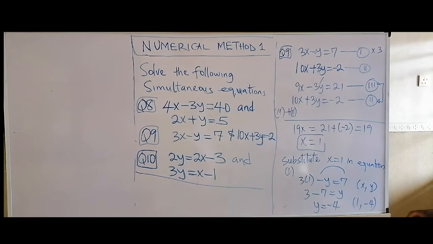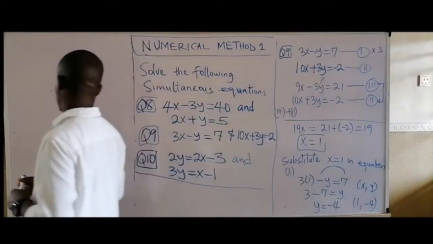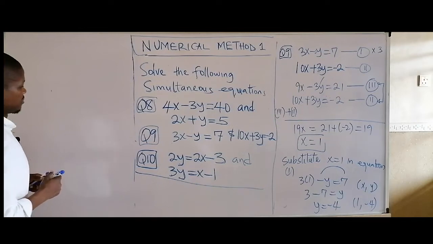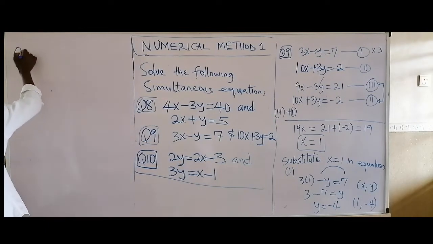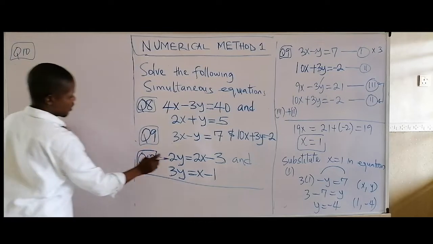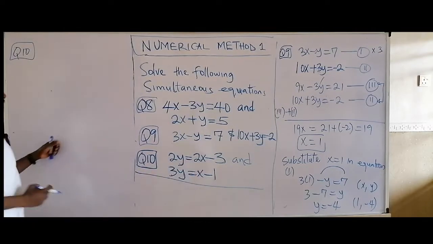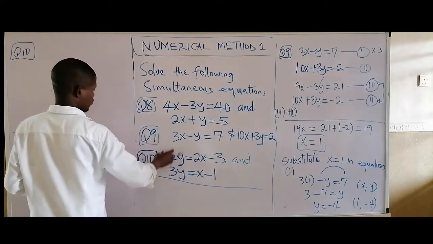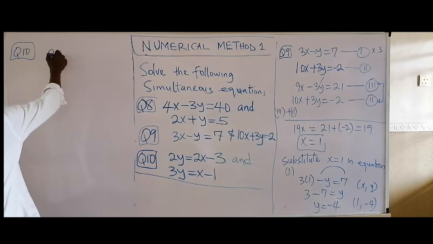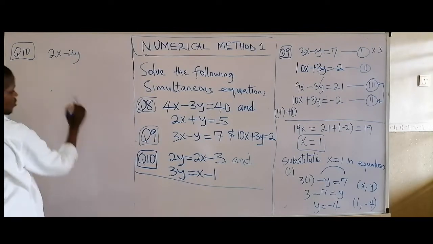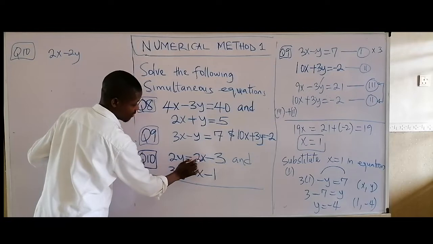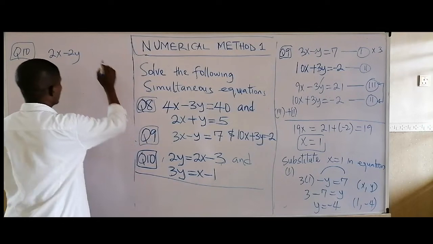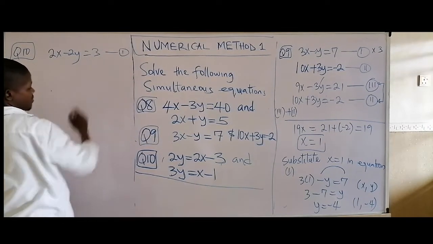Very fast. Then question 10, which is the last question. We can solve it in many forms, but let's look at it this way. This is 2y equal to 2x minus 3. Can we write it in the form of xy? Move this y to the other side, and that will be 2x minus 2y. Then this number, minus 3, move it to the left-hand side. You got 3. Equation 1. Okay?